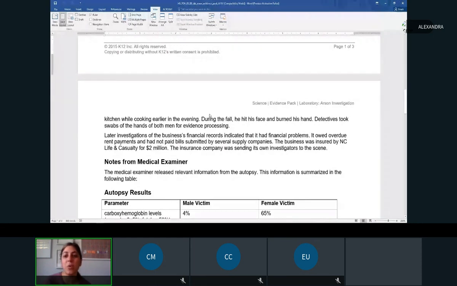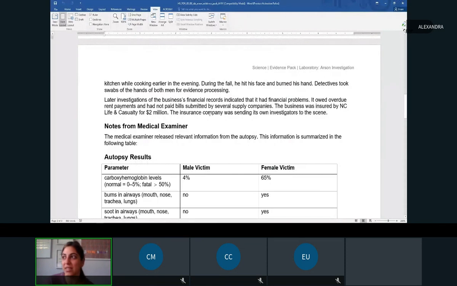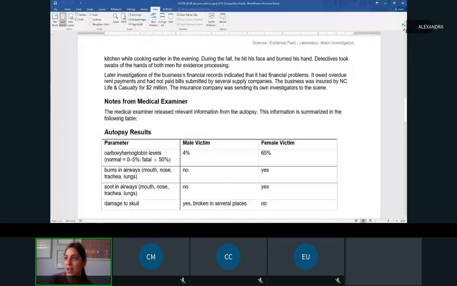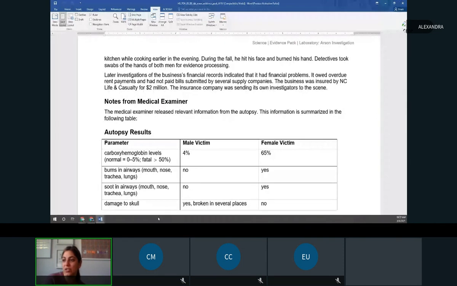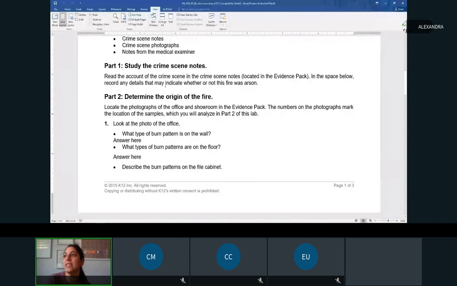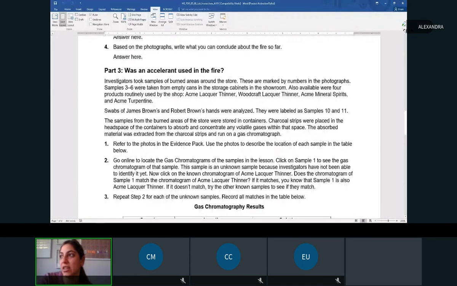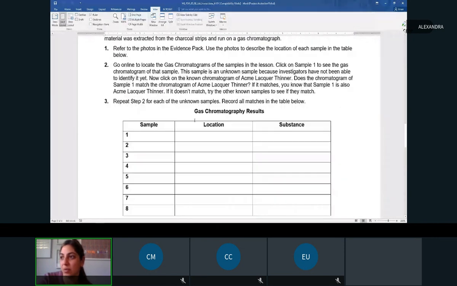Okay, so we have quite the predicament on our hands. My goodness. So we just had a chance to read the notes, the notes from the medical examiner. Let's go back to our instructions to make sure. In the space below, record any details that may indicate whether or not this fire was arson. Before we start the second part, it looks like for part one you should just start typing underneath it, because to me it looks like that was supposed to be the space. I'm trying to see if there's anywhere else.